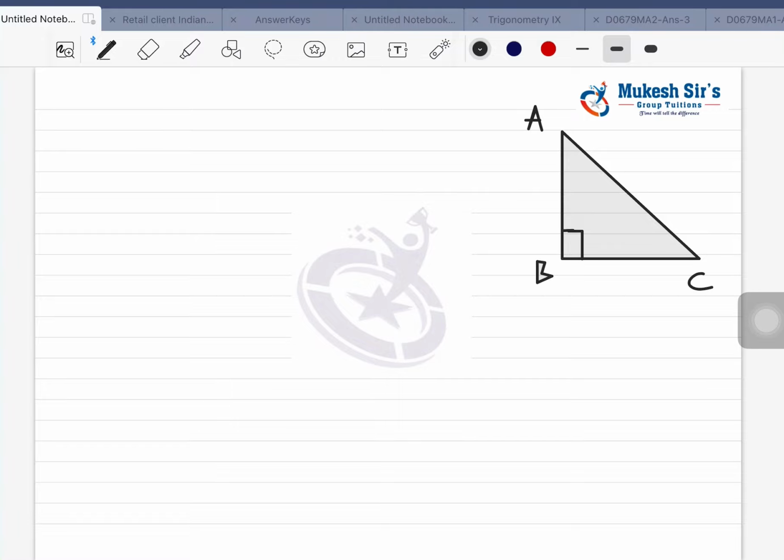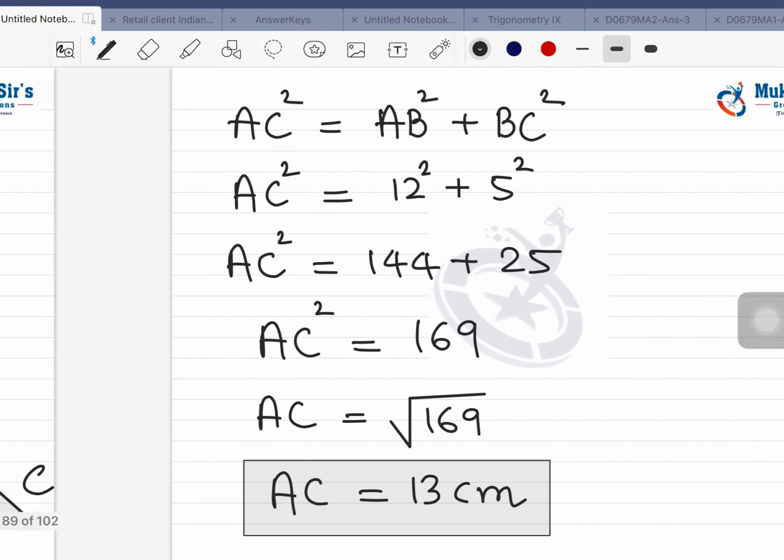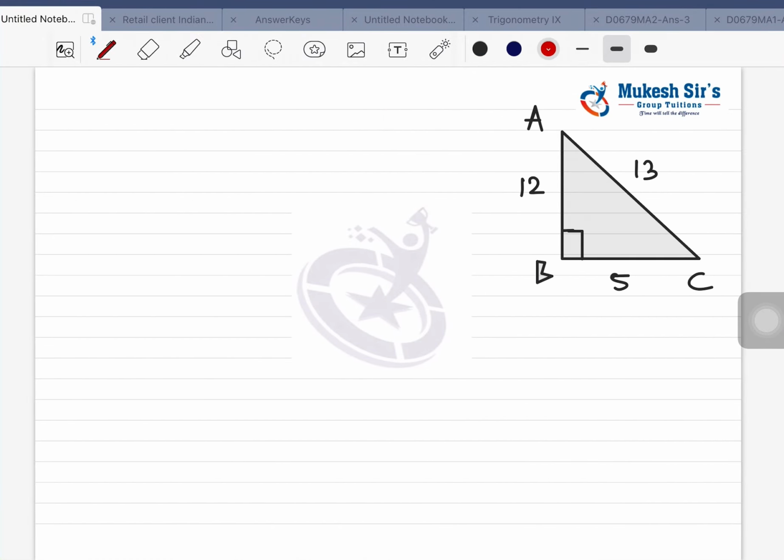And now you have the value of all the three sides. AB is 12, BC is 5, and AC is 13. If I have to find the values of sine A, cos A, and tan A, then you're finding angle A, right? For A, this is the opposite side, this is the adjacent side, and this is the hypotenuse. So now tell me, what is sine A?